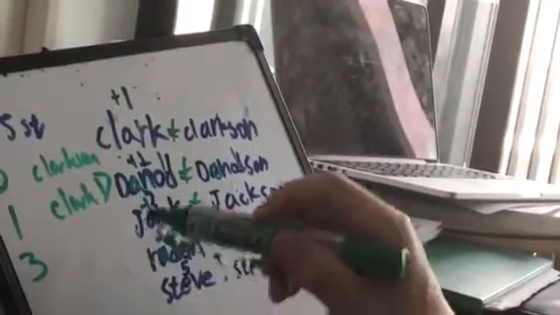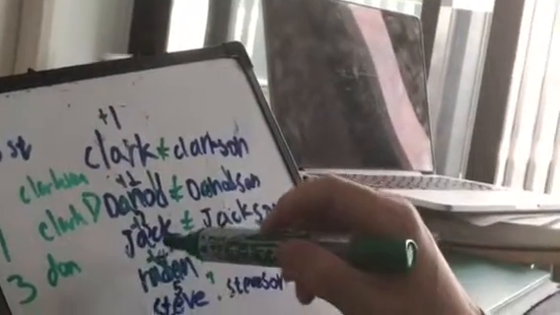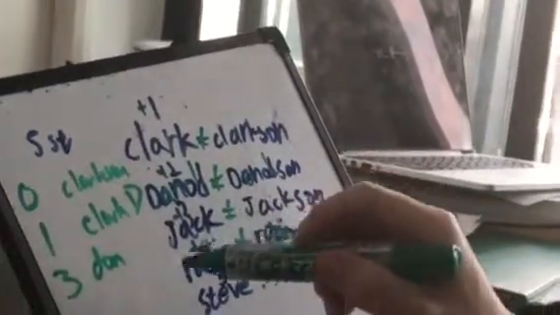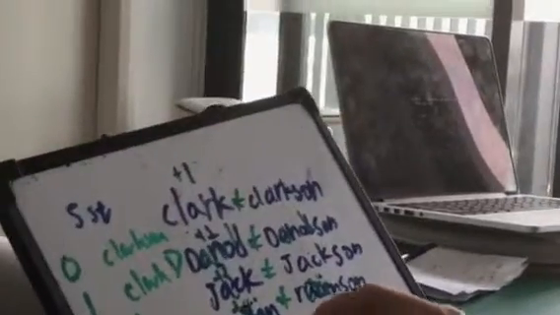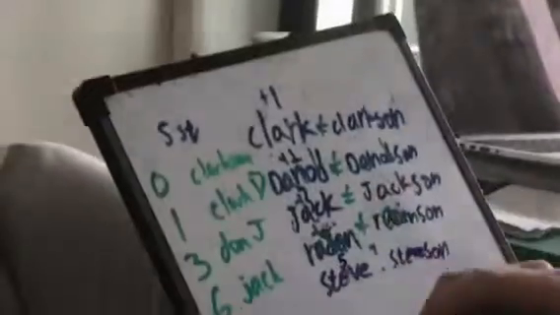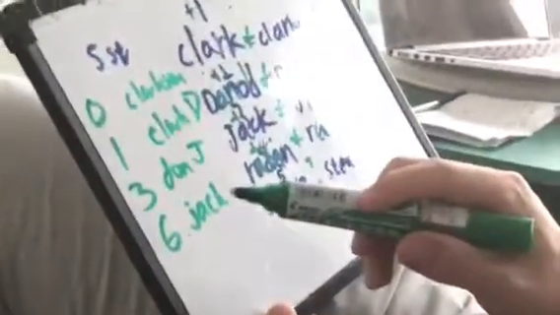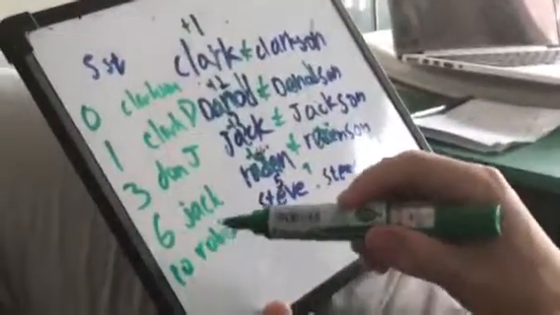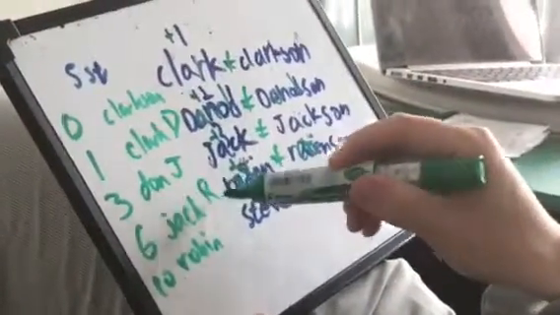Jack is 3 years older than someone. So let's say Jack is 6. It's older than Jackson, so let's say it's Donald Jackson. And then Robin is older than someone by 4. So let's say Robin's 10, and older than Robinson. So let's say it's Jack Robinson.